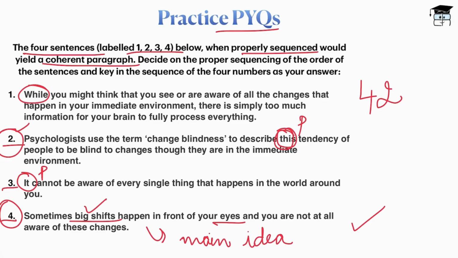First sentence. While you might think that you see or are aware of all the changes that happen in front of your immediate environment, there is simply too much information for your brain to fully process everything. Now, it in sentence 3 might be brain in sentence 1. So, I will put 1 and then I will put 3. Now, if you check the correct answer of this previous year question of the CAT exam, the correct answer is 4213.